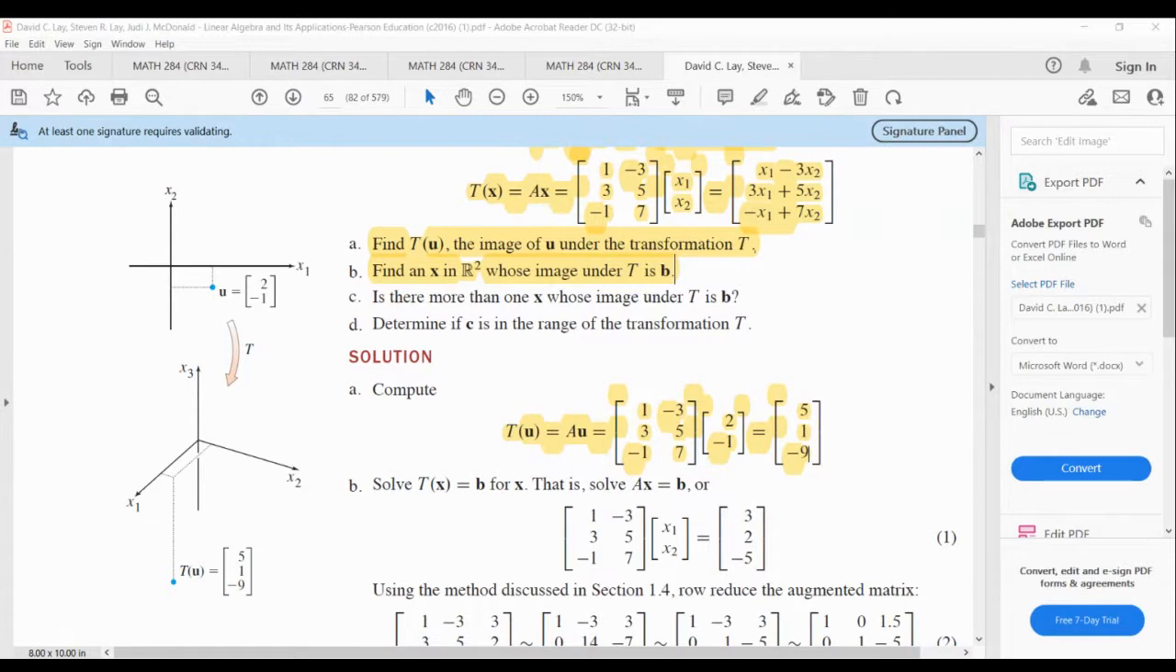So what the transformation does is it takes a vector U, which lives in 2-dimensional space. See the picture on the left, the vector U has coordinates 2, -1. And the transformation takes that vector and maps it into a vector 5, 1, -9 in 3-dimensional space. And that's what they have on the picture on the left with the coordinate 5, 1, -9. Take a look at it.